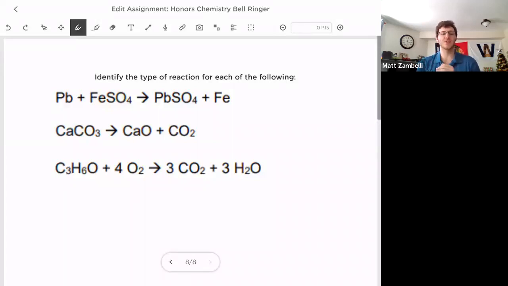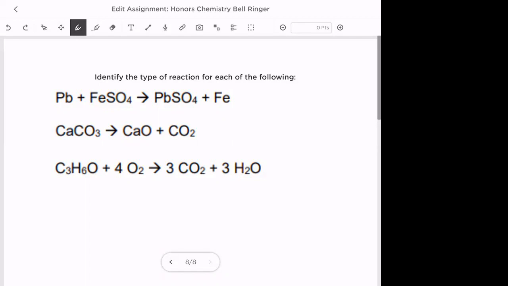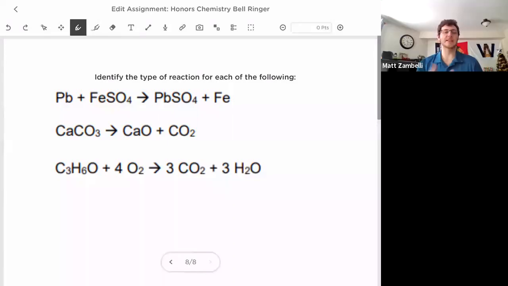What about number two, that second one? Decomposition. Decomposition is awesome. So it's decomposition because we have calcium carbonate, CaCO3, and it's breaking apart. It's only got one reactant and it broke down into two products, calcium oxide and carbon dioxide. So we're breaking one down into two, which makes it decomposition.